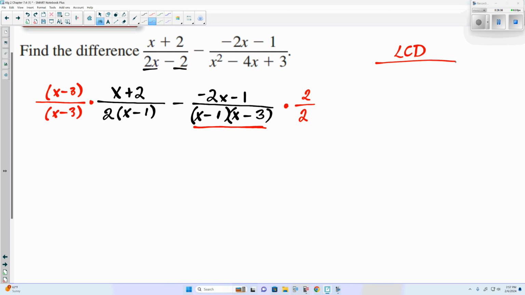Now, if we went and found the least common denominator, well, 2 would be involved. We'd have an x minus 1 and an x minus 3. This is what the least common denominator would be. But we can find it also this way here.